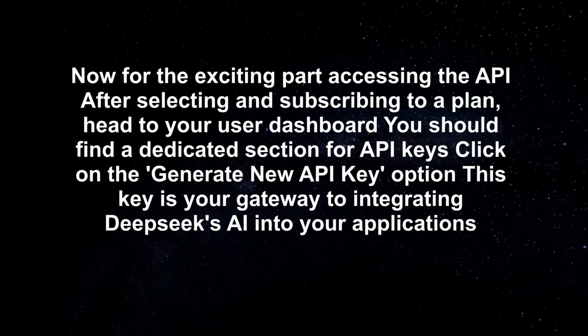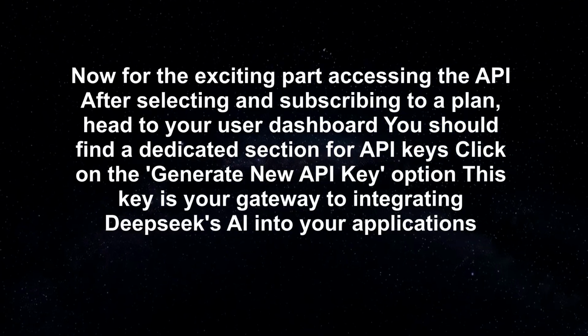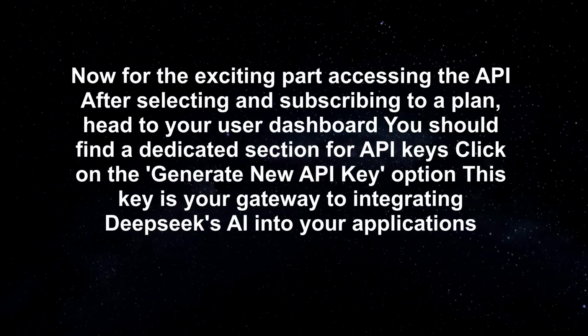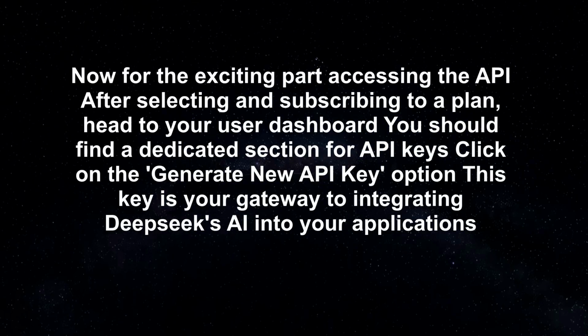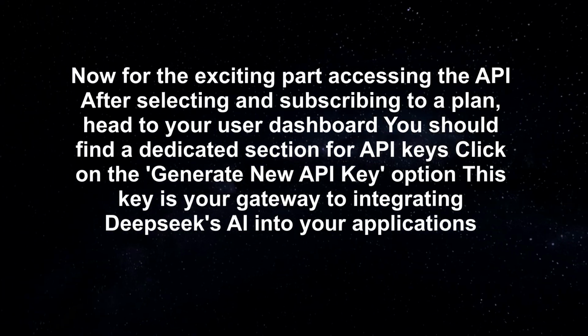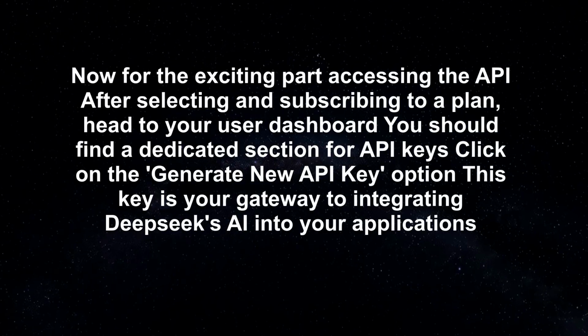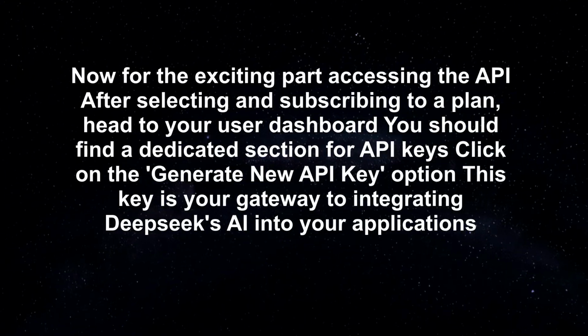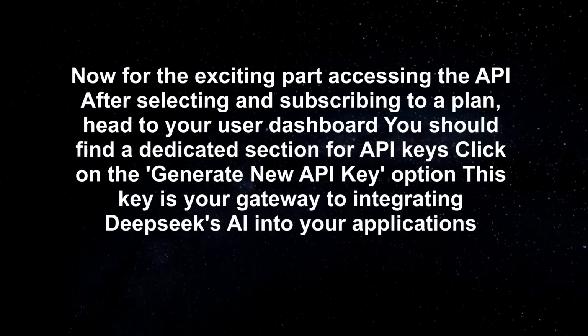Now for the exciting part, accessing the API. After selecting and subscribing to a plan, head to your user dashboard. You should find a dedicated section for API keys. Click on the Generate New API Key option. This key is your gateway to integrating DeepSeek's AI into your applications.